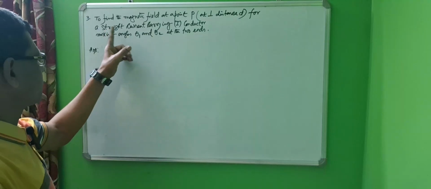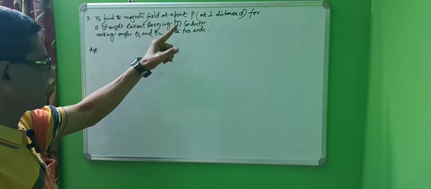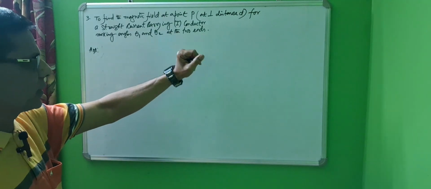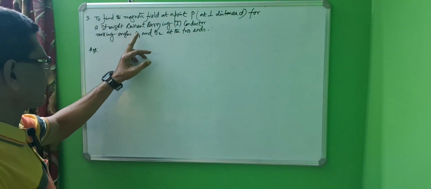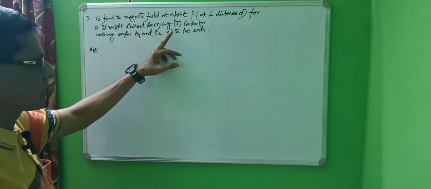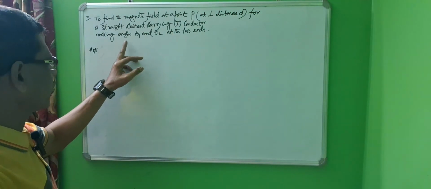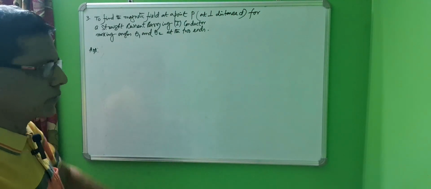This is the problem. To find the magnetic field at a point P, which is at a perpendicular distance D, for a straight current carrying conductor, current is I, making angles theta 1 and theta 2 at the two ends.